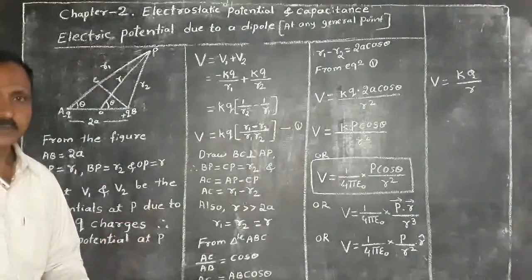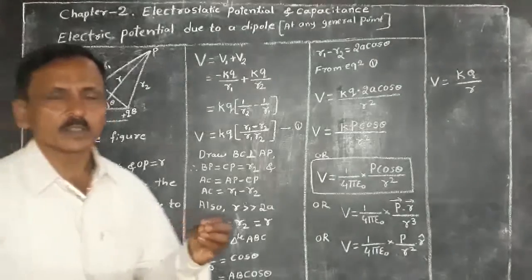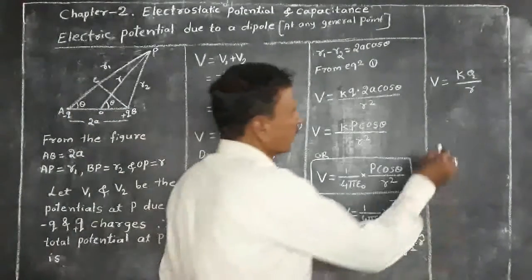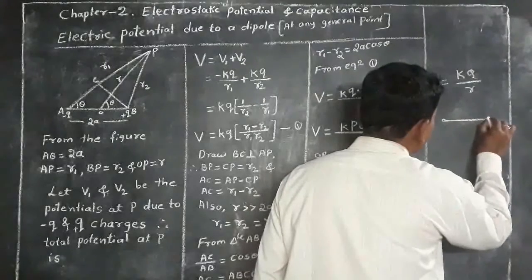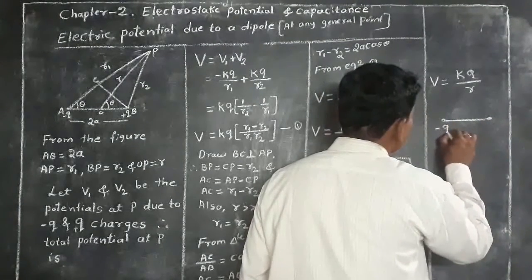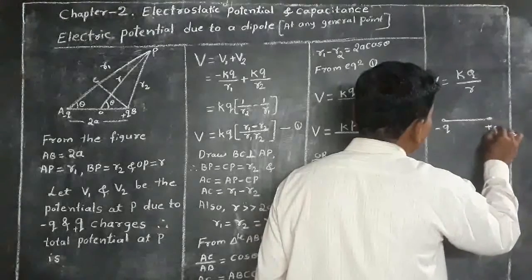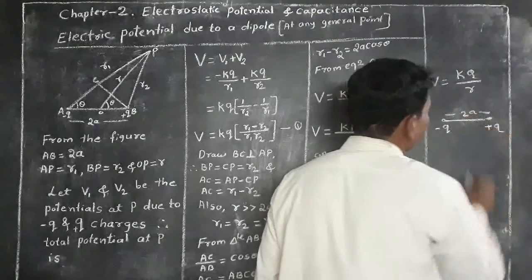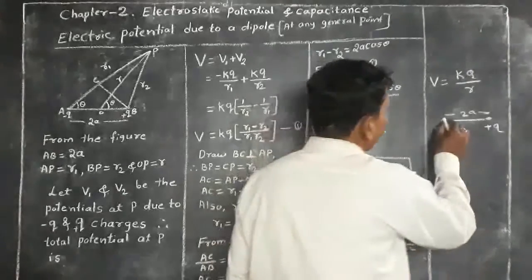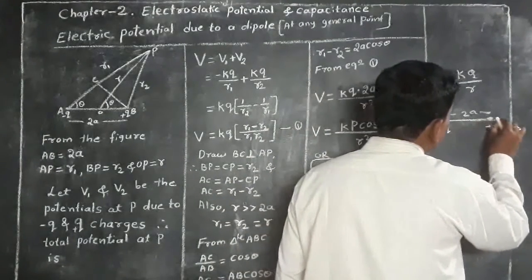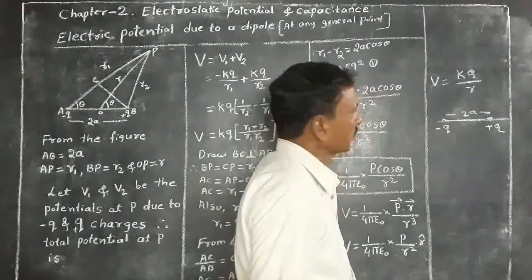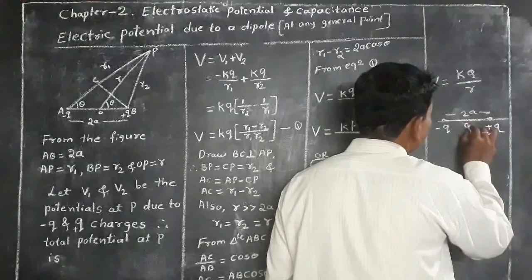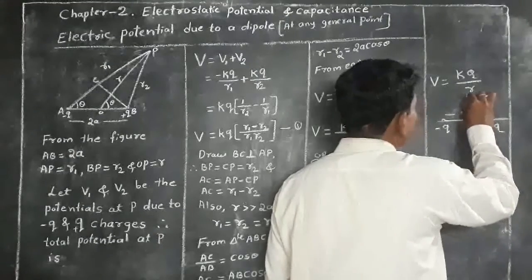And in the first chapter you have studied the dipole. A dipole is a system of two equal and opposite charges separated by a small distance. This is a dipole. It has two equal and opposite charges, that is plus q and minus q, separated by a small distance 2a. Any point along the axis of the dipole is called an axial point, and any point on the bisector, which passes through the center of the dipole, is called a point on the bisector of the dipole.